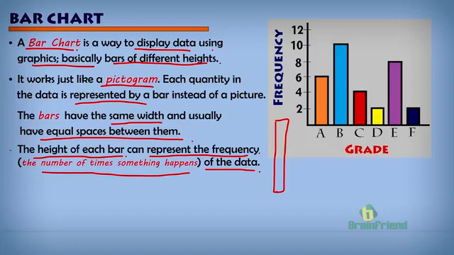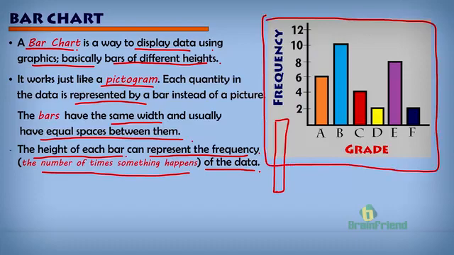Let's take a typical example. In this bar chart here, we are representing grade A, grade B, grade C, grade D, grade E, and grade F. The vertical left part of our bar chart here contains the frequency of each grade. So at a glance, this picture tells us that grade A occurred 6 times. Remember we said the height of our bar represents the frequency. It means that grade A occurred 6 times, or 6 students got grade A.